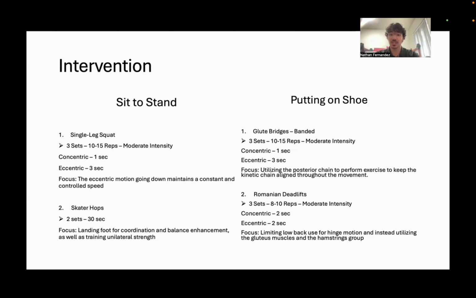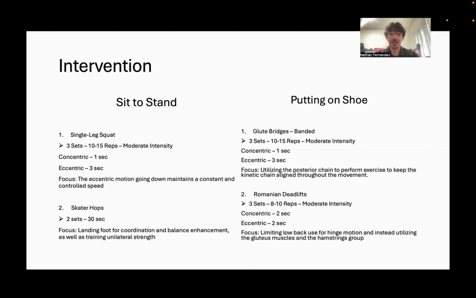This exercise done in sets of 3 with 10 to 15 reps of moderate intensity should stimulate more efficient movement patterns, reducing the risk of injury and strain on muscles, tendons, and ligaments. Next, Romanian deadlifts. It's a great exercise focusing on hinge and pull motions, which are fundamental aspects of functional movements like putting on a shoe.